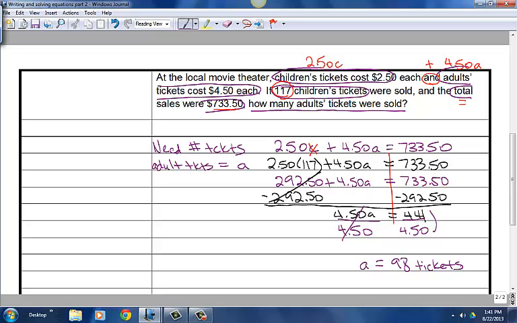So now I need to verify my answer. Is it reasonable and does it make sense? Would it be possible to sell 98 tickets during a day? I think it would. So I'm going to let my answer stay. Again, you'll notice I skipped E because it's not multiple choice, so there's nothing to eliminate.